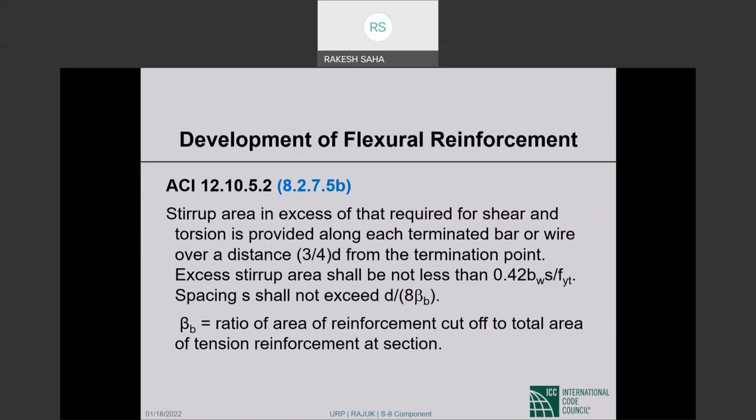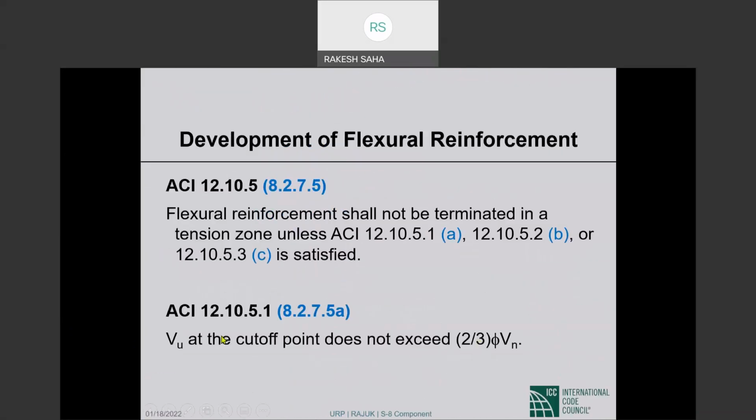That's condition number one. Condition number two, much more complicated. Stirrup area in excess of that required for shear and torsion is provided along each terminated bar or wire over a distance 3/4 of d from the termination point. Excess stirrup area shall not be any less than whatever, and then spacing shall not exceed 8/d times beta sub b, and that beta sub b is the ratio of area of reinforcement cutoff, etc. I have not seen people use this condition, to tell you the truth. Most of the time we go with the first one. Out of the three conditions, we typically go with this.